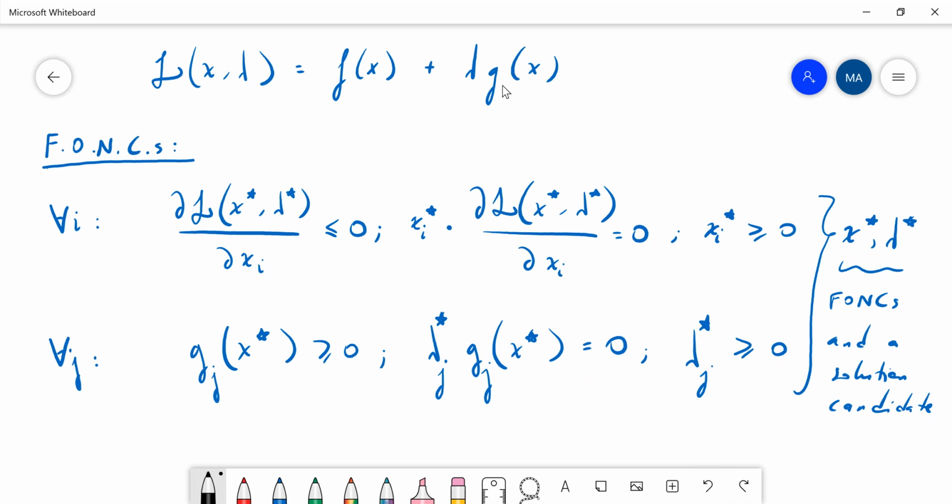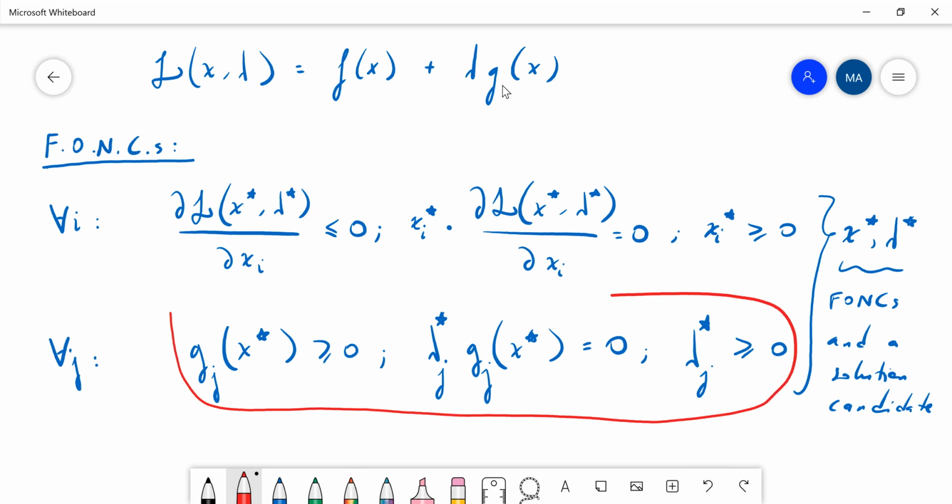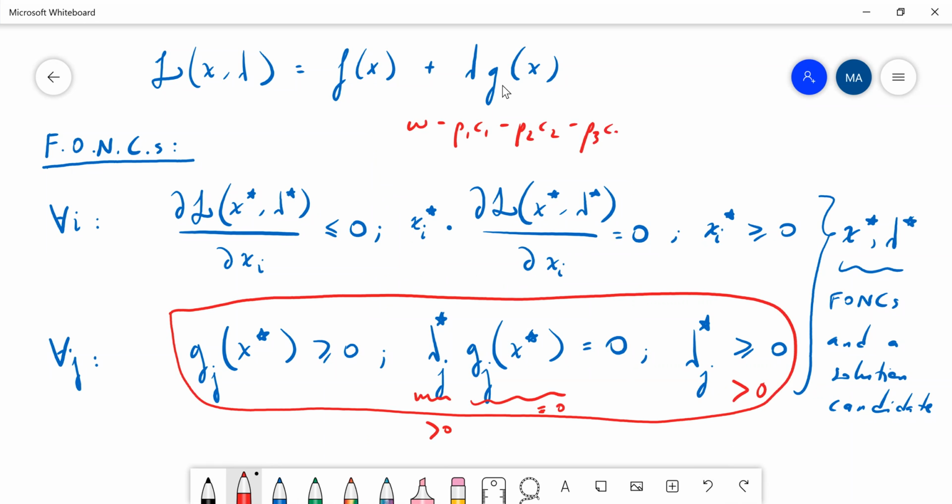Now, what about this part? The constraints. What do I learn from here? Well, very simple. Suppose that a particular shadow price associated with a particular resource is strictly positive. Okay? Now, what does this equation tell you? If this is strictly positive, then this must be equal to 0, right? So if it is equal to 0, remember the consumer problem. W minus P1C1 minus P2C2 minus P3C3 is equal to 0. Let's say at the optimum. What does it mean? It means the consumer spends all the income.